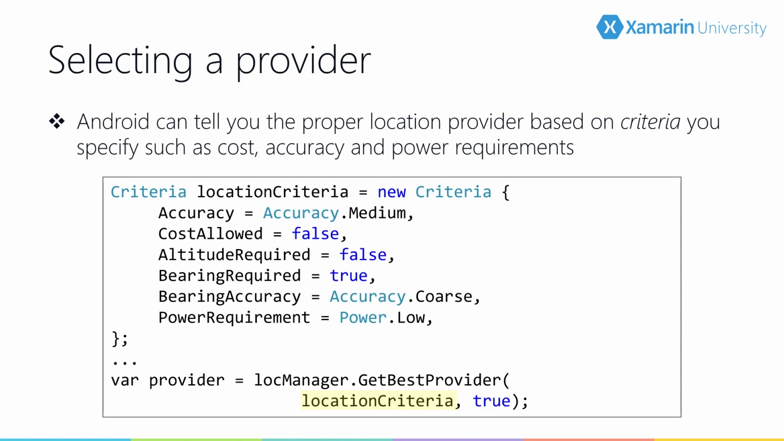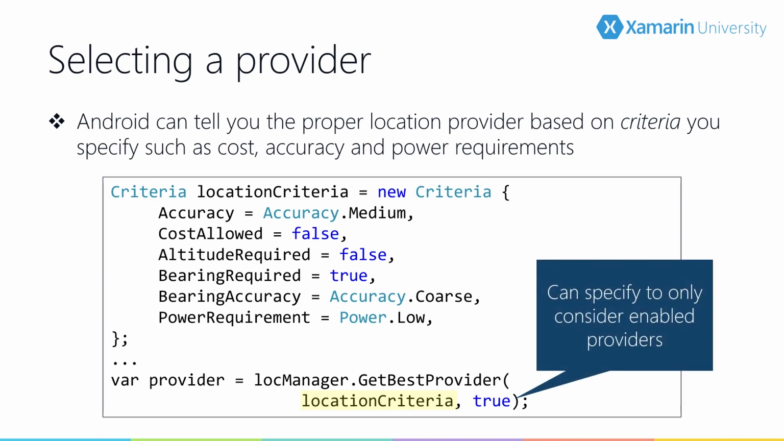Choosing the right provider can be challenging, particularly in the presence of custom providers created by OEMs. So the LocationManager has a method to help you select the correct provider based on criteria that you specify. You can specify the required accuracy, what features you need from the location reporting, and the power you're willing to consume, and then call getBestProvider. This will return the provider string that you should use for location services. In addition, if you only want to consider the enabled providers, you can pass in true for the second parameter to the method. This will restrict the list to only the active providers.